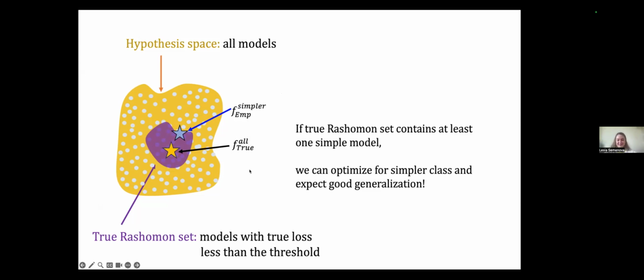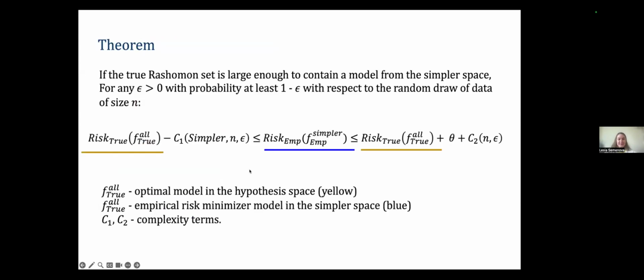Let me quantify that a little bit more with a generalization bound. So as before, I'm going to look at the empirical risk of my empirical risk minimizer of a simple class, highlighted in blue. And I'm going to look at the true risk of my true model, highlighted in yellow. Now we can see that it's bounded from both sides. On one hand, I have complexity terms that come from standard generalization bounds. However, the big difference is that this complexity term depends on a simpler class, not the complex hypothesis space, meaning it is tighter than the standard generalization bound.